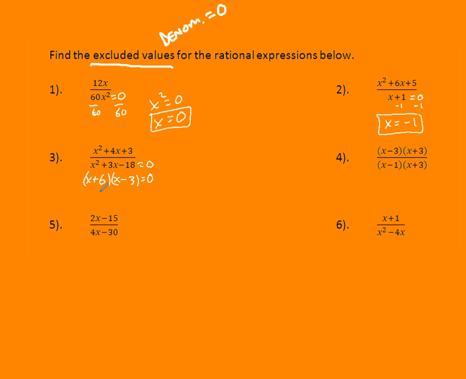So when I have this, I need to set each one of these equal to 0. So I'll have x plus 6 equal to 0, and x minus 3 equal to 0. So my excluded values are x equals negative 6, and x equals positive 3. Those are my two excluded values.